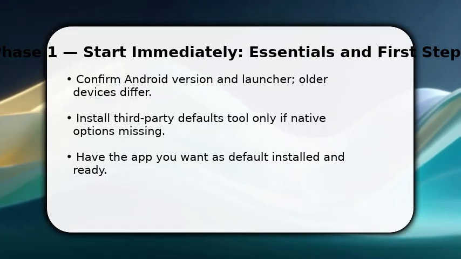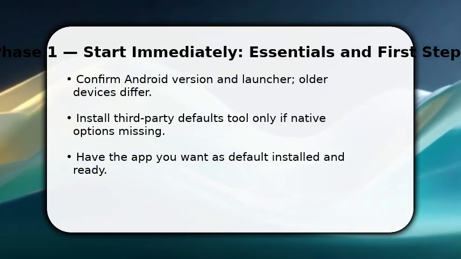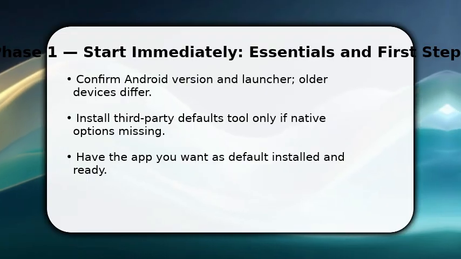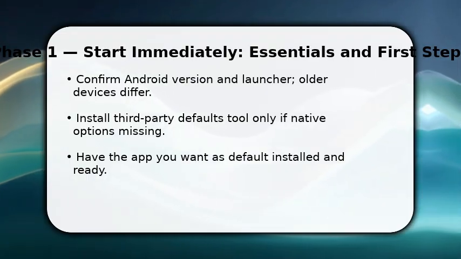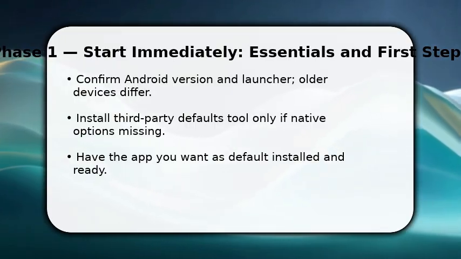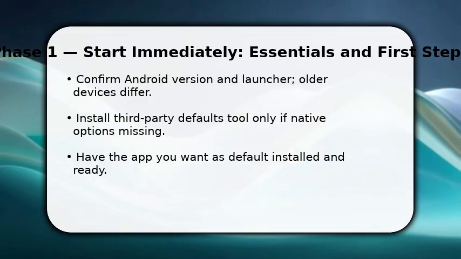You start by verifying basics. Check your Android version and the app you want as the default share target. Once done, open Settings and search for Apps or Applications. This is where you control default behaviors. You may need to tap the three-dot menu or the Default Apps section.